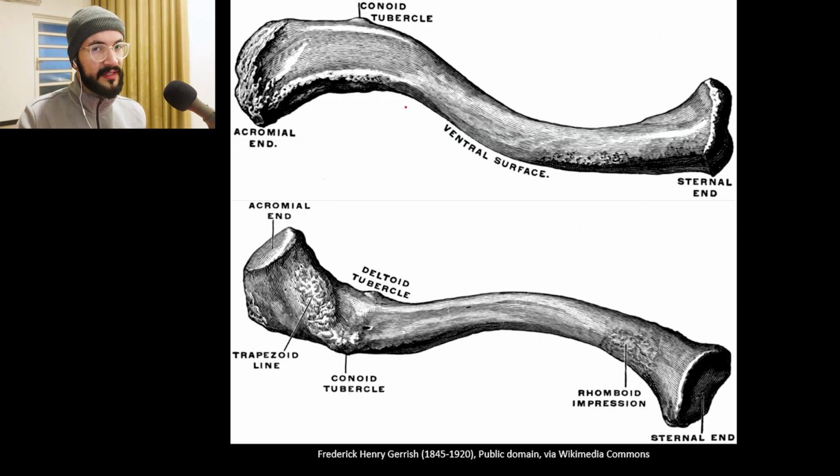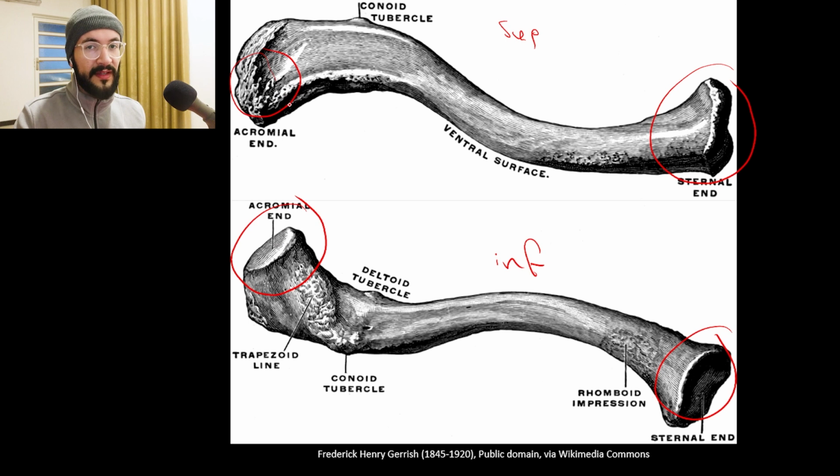These pictures here show the surface of the right clavicle. The upper picture is a superior view, and the lower picture is an inferior view of the right clavicle. So we have the medial end, which is this end, where it connects with the sternum, and we have the other end, which is the lateral end, where it connects with the acromion.